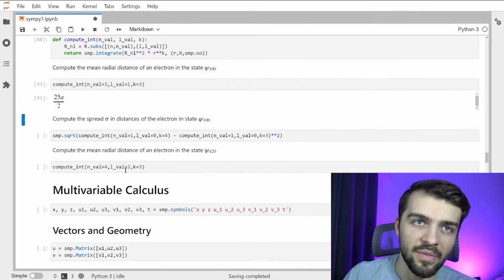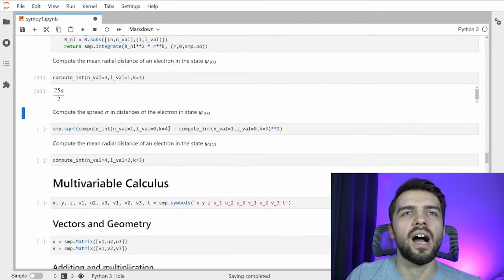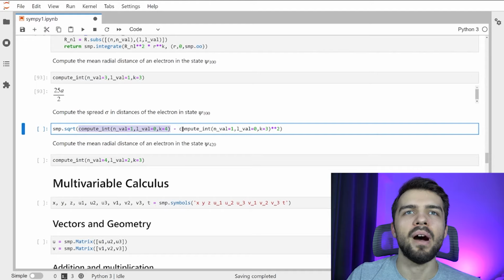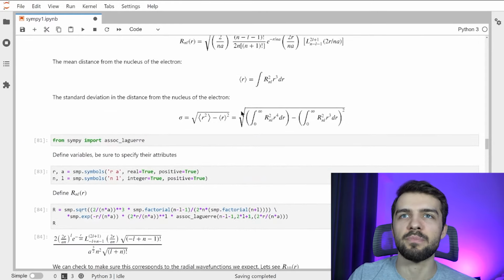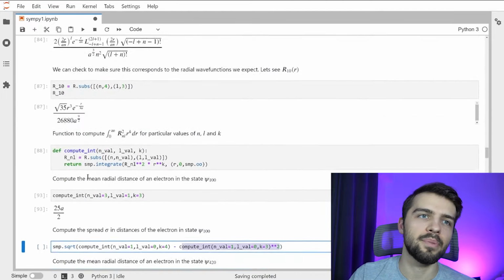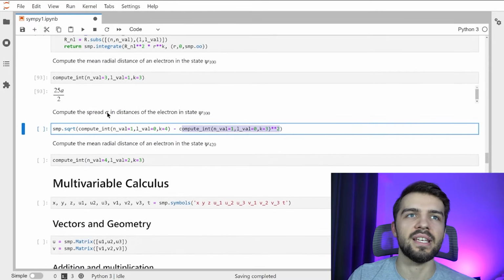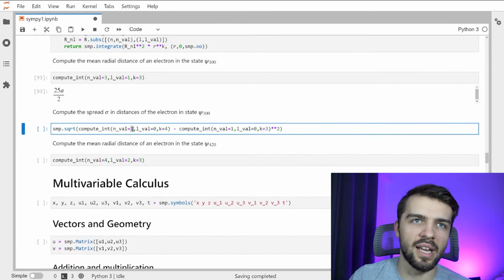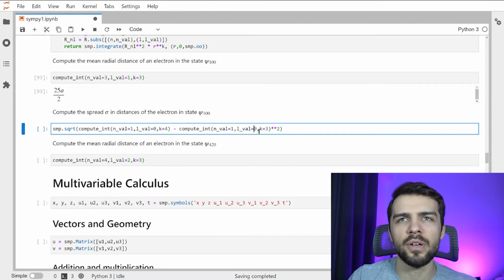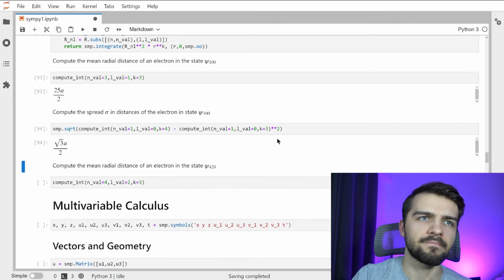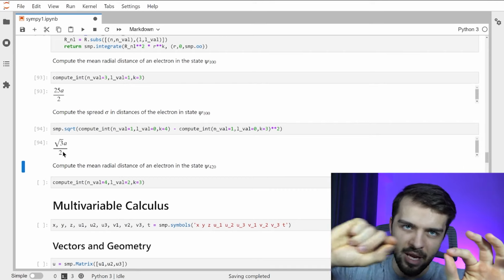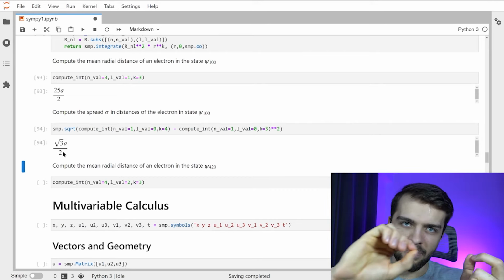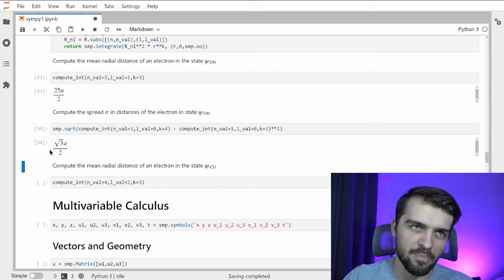If I want the standard deviation, I put k equals 4 minus k equals 3, this integral, squared, square root. That's just this expression here. It's very simple. So here, for example, I'm finding the spread in distances for the ground state, n equals 1, l equals 0, k equals 4, and then the other one squared. And so this is the standard deviation of where I sort of measure the electron from the center of the atom. So this is sort of the spread in distances.